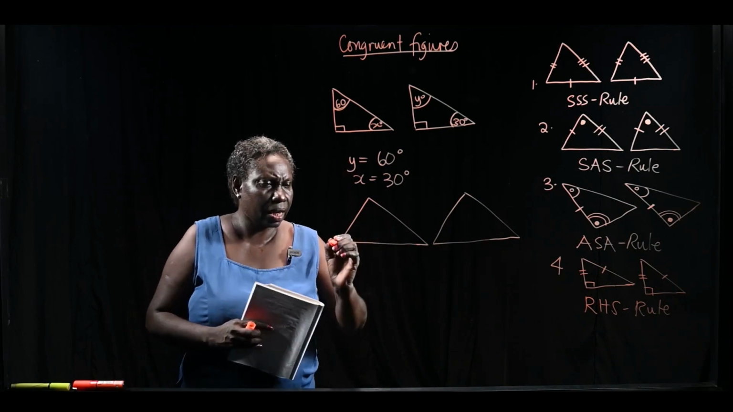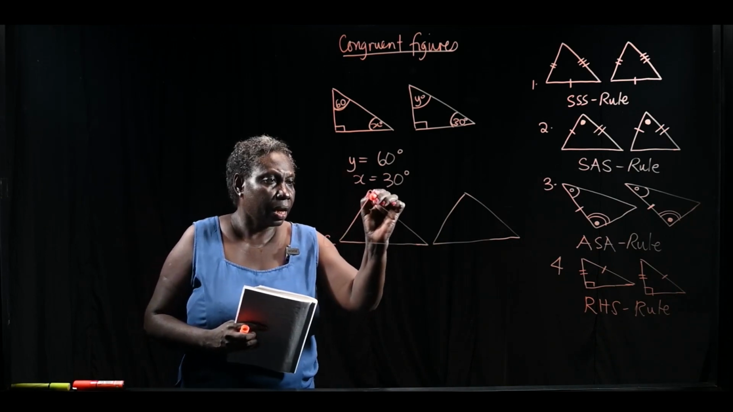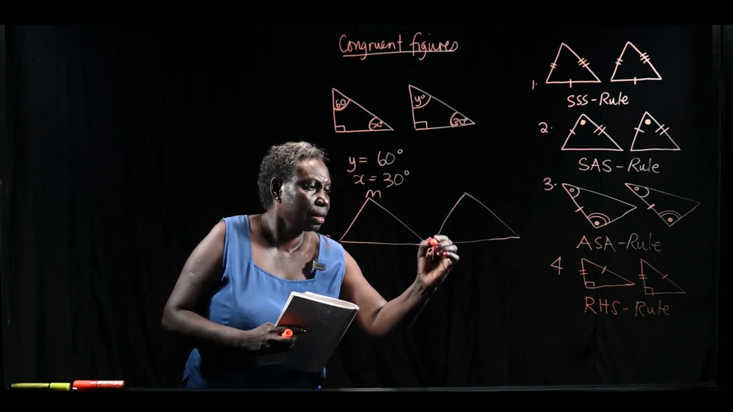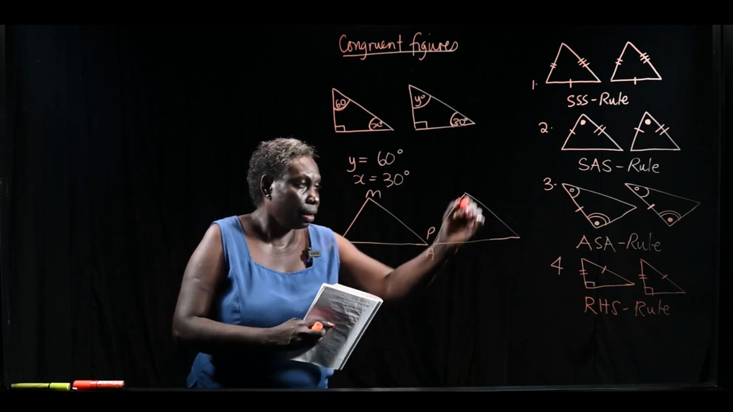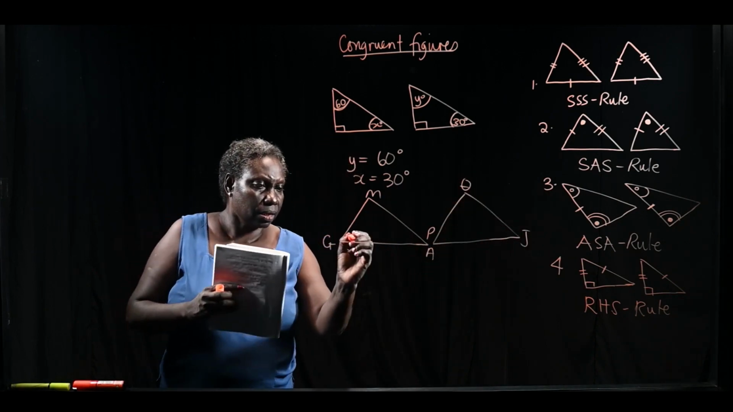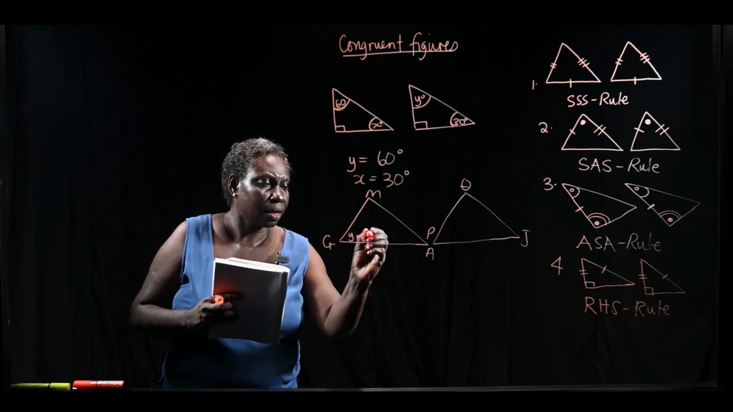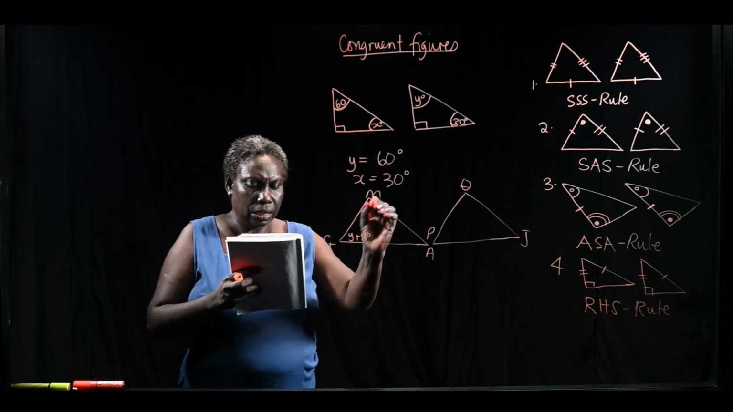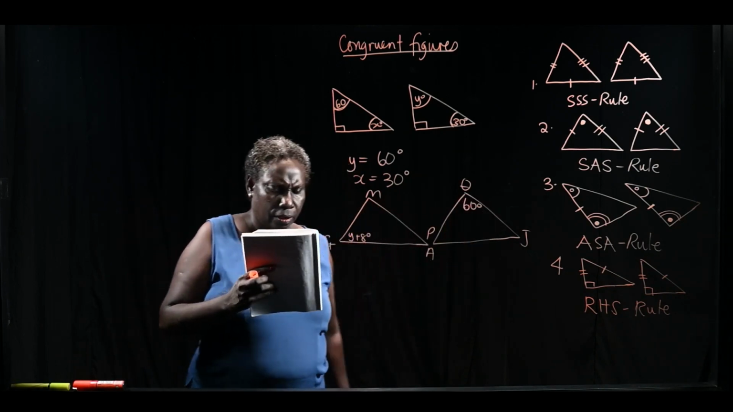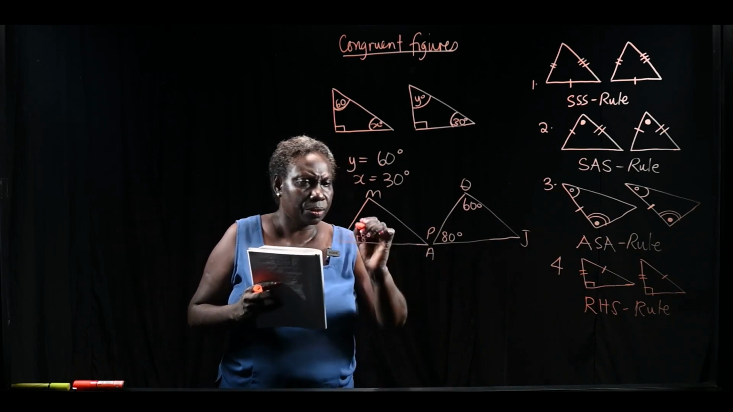Okay, let's say this triangle is GMA and this triangle here is PQJ. This angle here is y plus 8 degrees. This angle here is 60 degrees. This angle here is 80 degrees.